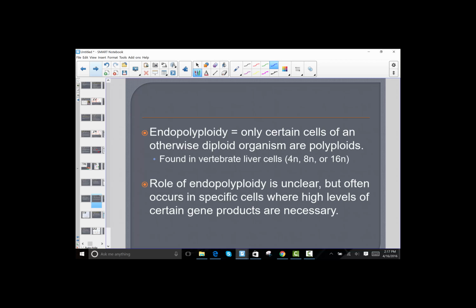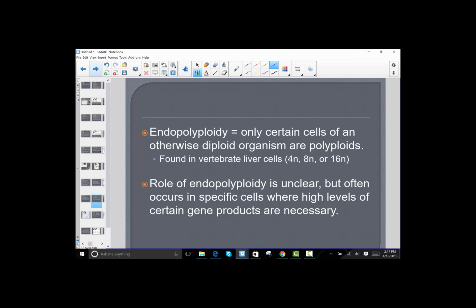Okay, so endopolyploidy is basically what happens when only certain cells of an otherwise diploid organism are polyploids. Now, this does happen in nature, and it happens with vertebrates. In the vertebrates, we have liver cells that are either 4N, 8N, or 16N. We don't really understand why endopolyploidy happens, but we know that it occurs in specific cells where high levels of certain gene products are necessary.